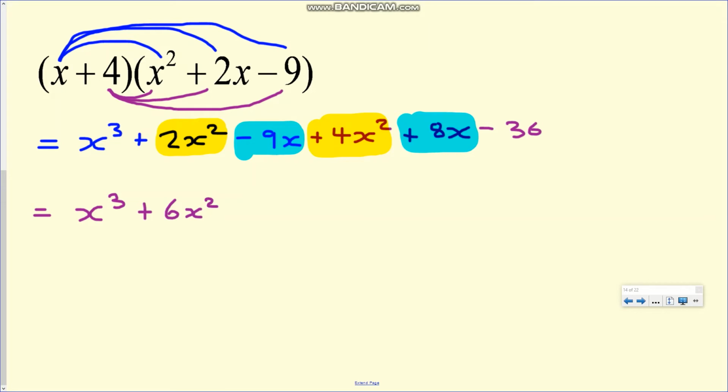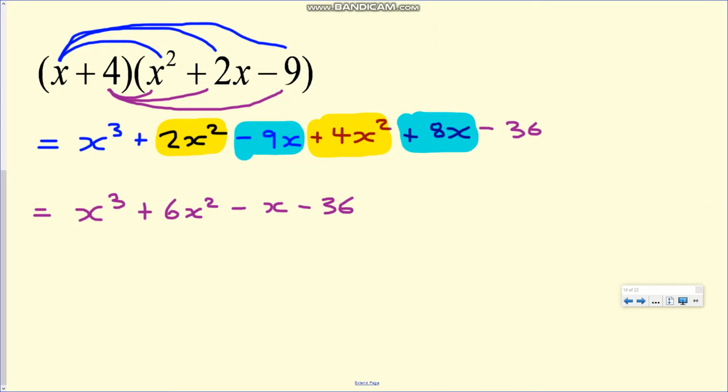For my x terms, I've got minus 9x plus 8x. That gives me minus 1x. Remember, if you've got a multiplier of 1, you just leave it out because 1 times anything is just itself. And then at the very end here, we've got minus 36 units. Just like I said, it doesn't have anything to collect with, so it just gets put on the end of your solution. Okay, and that's our final answer for this question here.